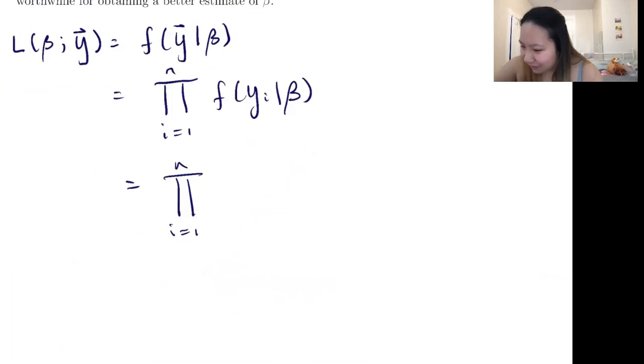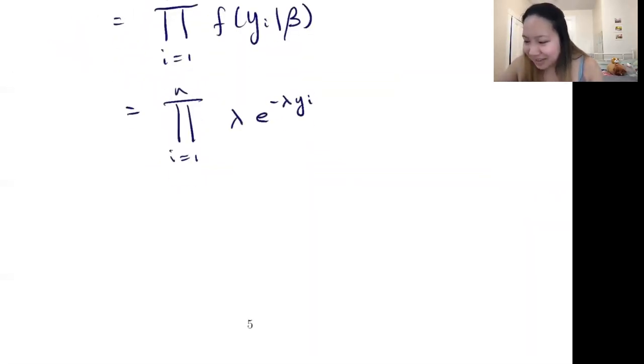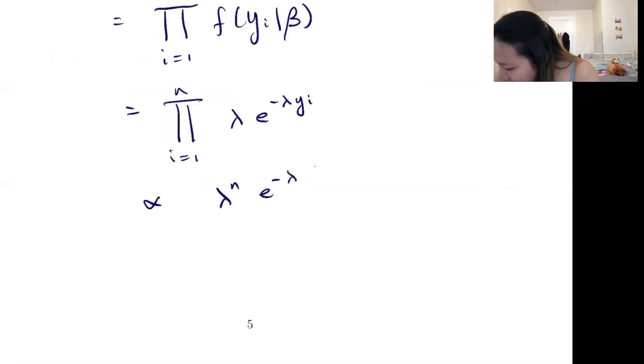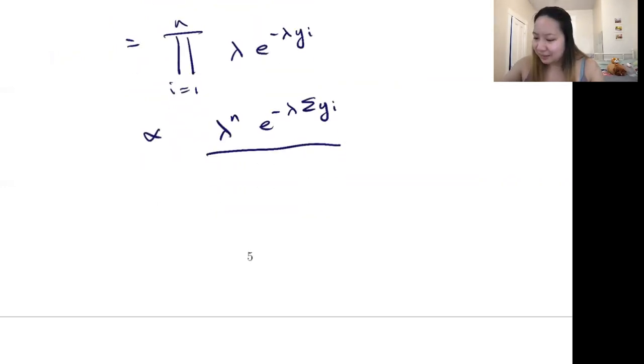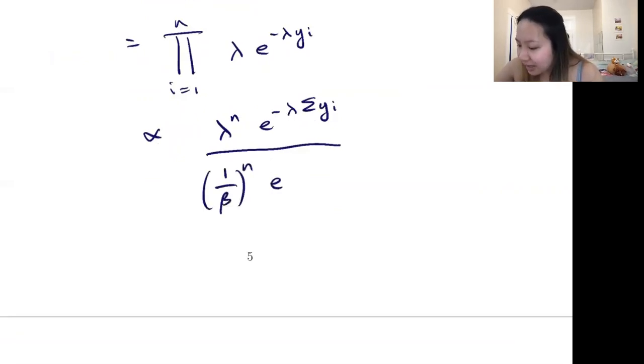So we have lambda e to the negative lambda to the Yi in this case. Whoops, I made you watch that. Okay, it's mostly the same. We have lambda to the n, e to the negative lambda times the sum of Yi's, and there are no constants that drop off. Then we can replace it with betas: 1 over beta to the n, and e to the negative 1 over beta times the sum of Yi's.